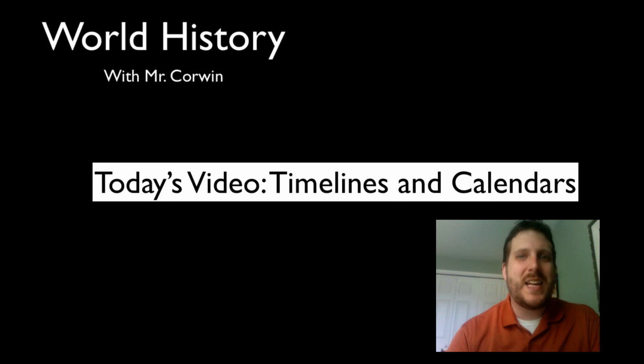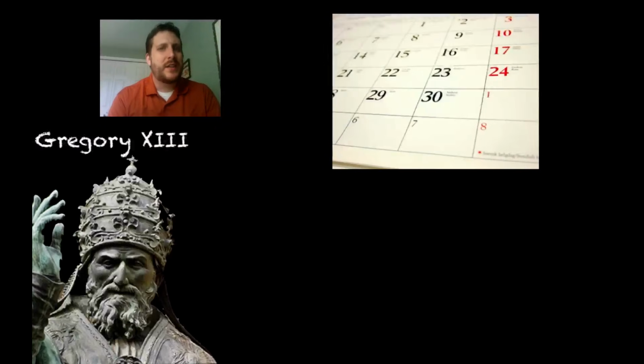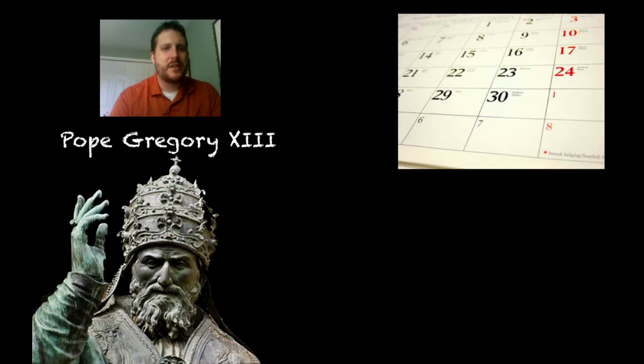Today's video on timelines and calendars, we're going to take a look at specifically the calendar we use today and how years work, which may at first seem kind of simple, but I assure you there is a little bit that we need to learn about. As historians, we are very interested in years. We use years to figure out what events come first, what events come second, etc. This helps us find cause and effect relationships.